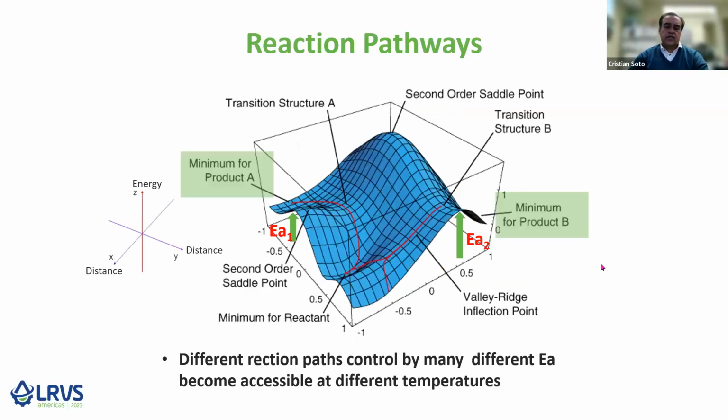As an example of that, I can show here one where there is an activation energy going to one product and an activation energy going to a second product. Depending on the temperature, we may get one or the other product.